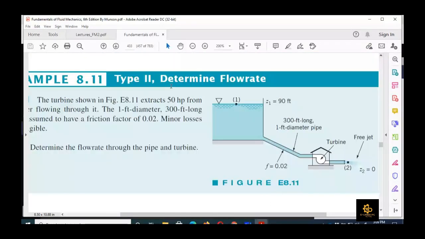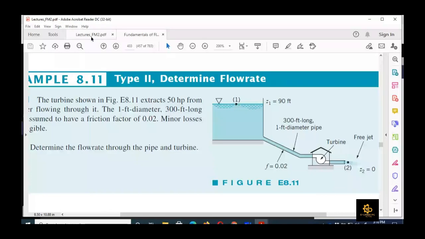Now if we see this closely, at location 1 the gauge pressure is equal to 0, so P1 would be equal to 0, and because this is a large reservoir, V1 would also be equal to 0. Then Z1 is written as 90 feet. At point 2, where we need to apply the energy equation, it is going into the atmosphere, so the gauge pressure is equal to 0, the elevation Z2 is equal to 0, and we have a free jet here. So V2 would be equal to V. Minor losses are negligible, major losses are there, and we need turbine work in terms of volume flow rate.